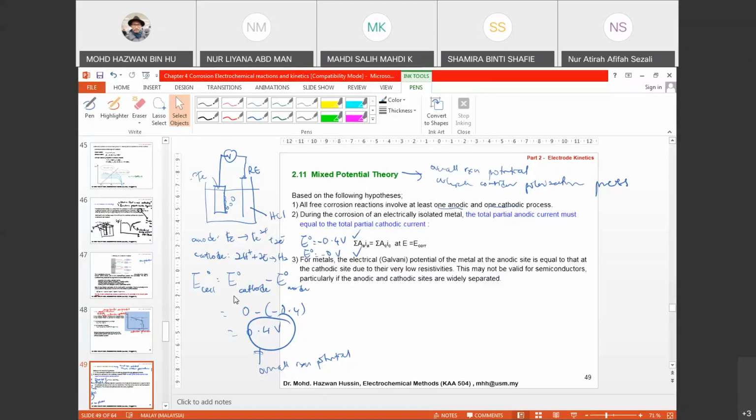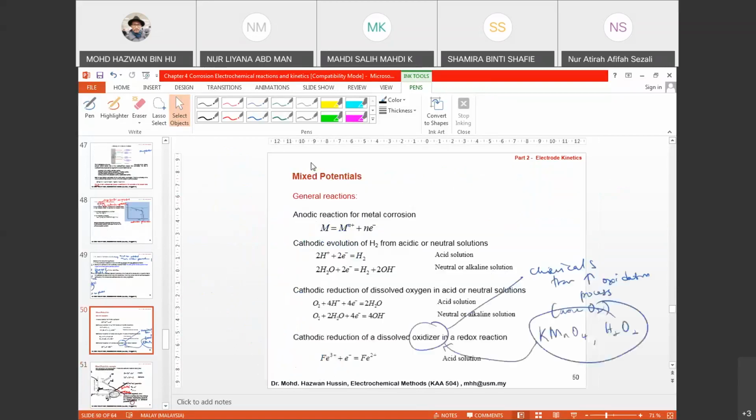Then the cell potential is as follows. This is what you have learned in the first few chapters: E cell equals E cathode minus E anode. 0 minus (-0.4), you get 0.4 volt. So this is the overall reaction potential, and the overall reaction potential is equal to the mixed potential.